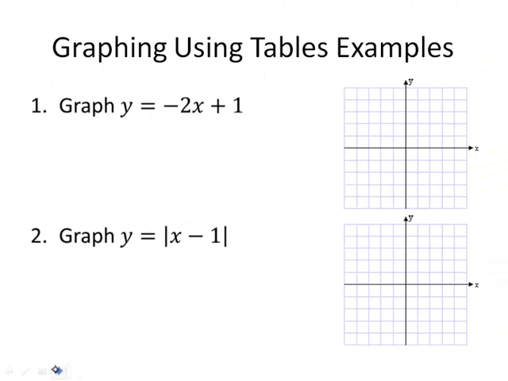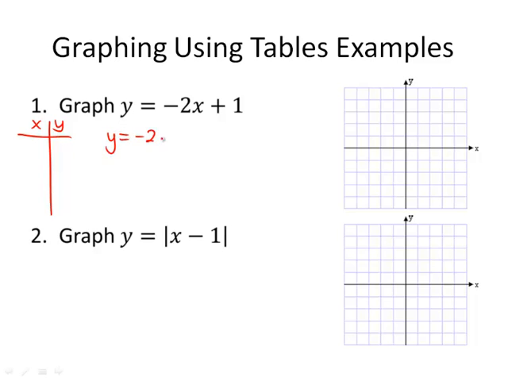Let's continue with some examples. First we have y equals negative 2x plus 1. So let's practice making a table of values. We want to choose x randomly and replace it in the equation and then find the corresponding y. So let's try that out.